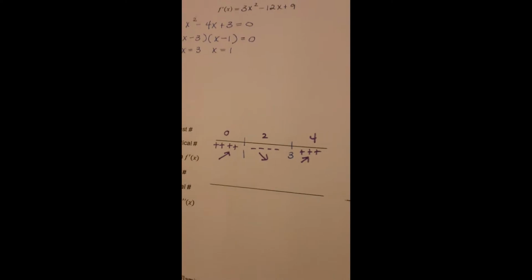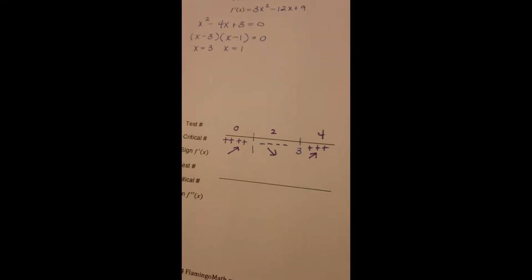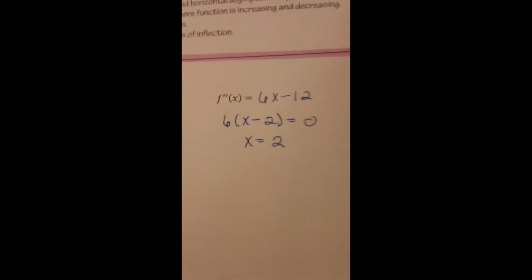And then from here, we're going to go into our second derivative. So we have the first derivative, now we got to find the second derivative. And this one will be 6x minus 12. We can factor out a 6. X minus 2, set it equal to 0. So our point of inflection here is 2.